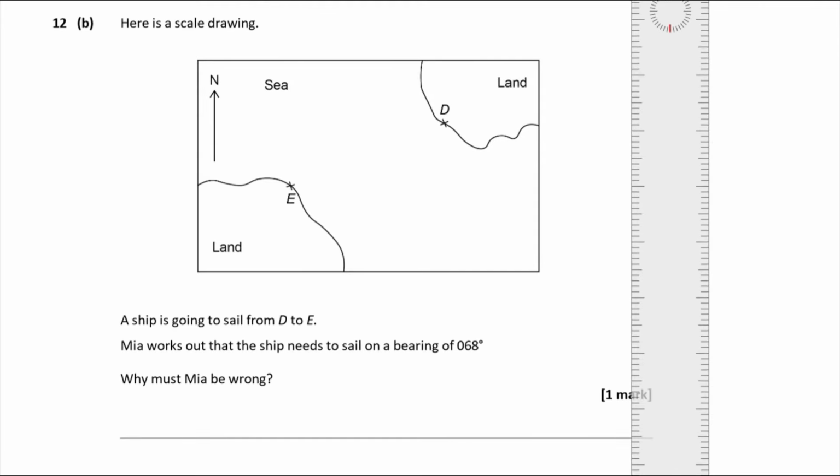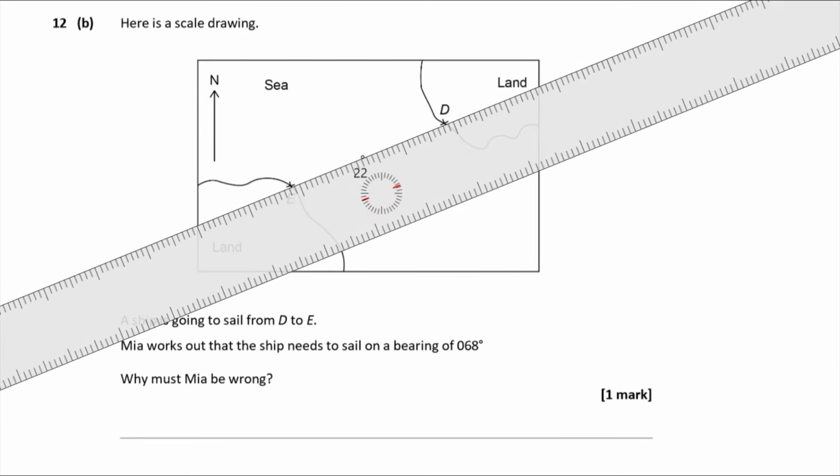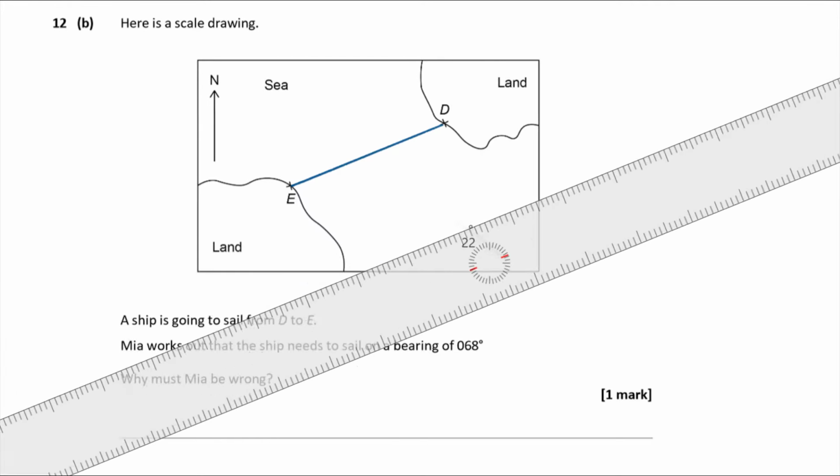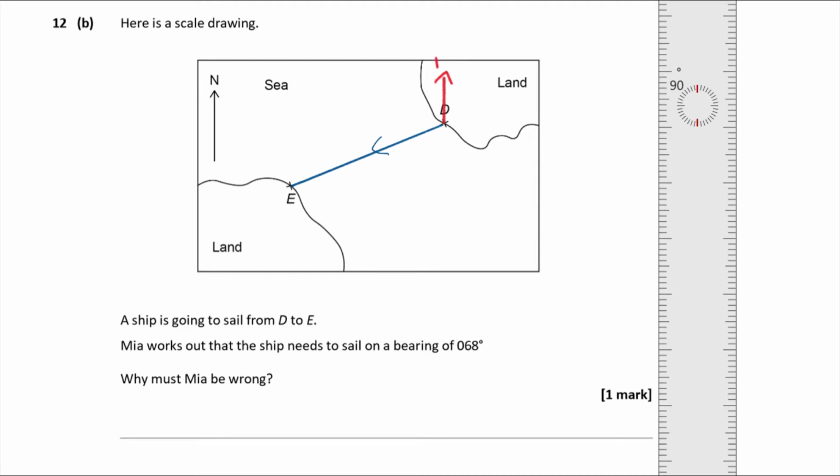Well, I can see if I'm going from D to E in this direction, I want to go from here down to here, off in that direction. I need to put in a north line to measure my bearing from. If that's north there, then my bearing is going to be this angle here. So I can see already it can't possibly be 068, can it? Because 068 is in that direction, whereas we're going southwest, aren't we?